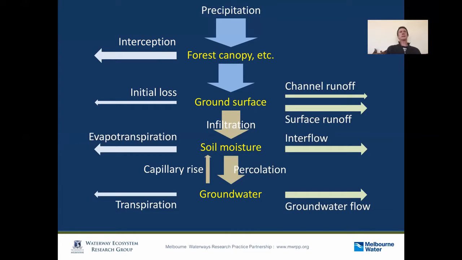The important thing about this kind of complex process is that very little of the water in the natural situation ends up as surface runoff. Most of it is absorbed into the surface and then evapotranspired. In southeastern Australia, typically 80 to 90% would be evapotranspired. So little of it actually makes it into the waterway.